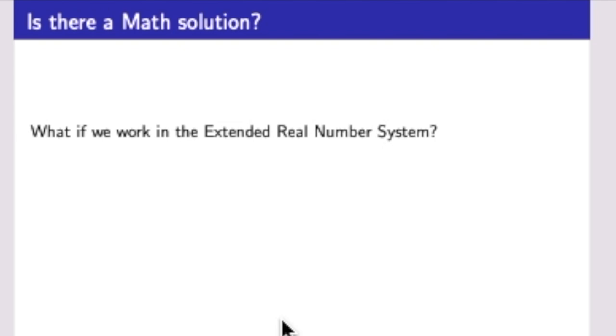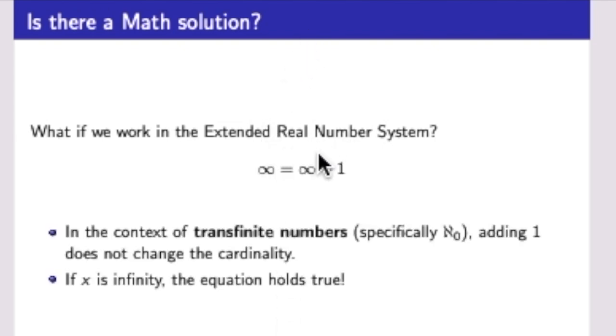But if we go back to pure math, is there any scenario where this works? Well, if we step up from standard integers and look at infinity, the rules change. In set theory, if we have an infinite set and add one more element, the size, or cardinality, remains the same. So infinity is equal to infinity plus 1 is not just a meme, it is a realm of transfinite numbers. It is a mathematical reality.